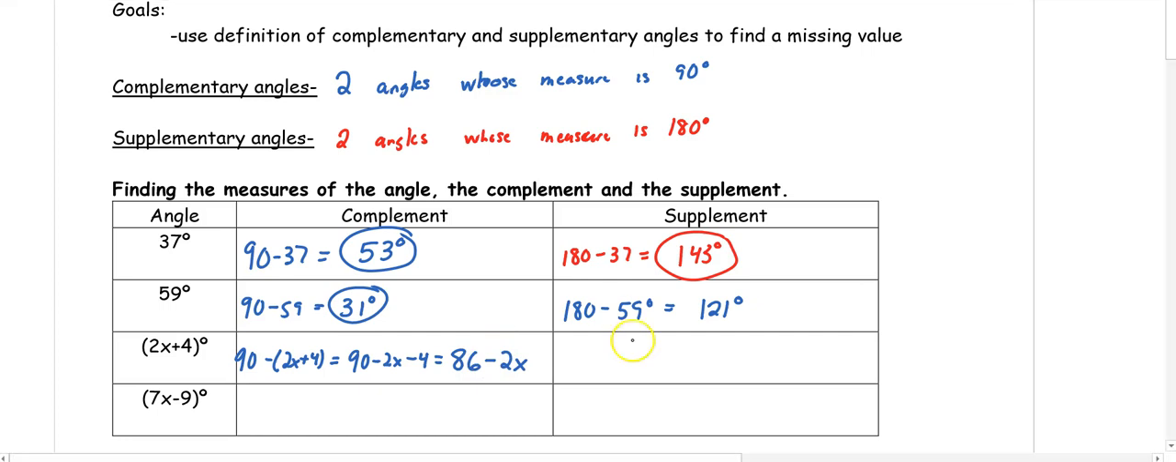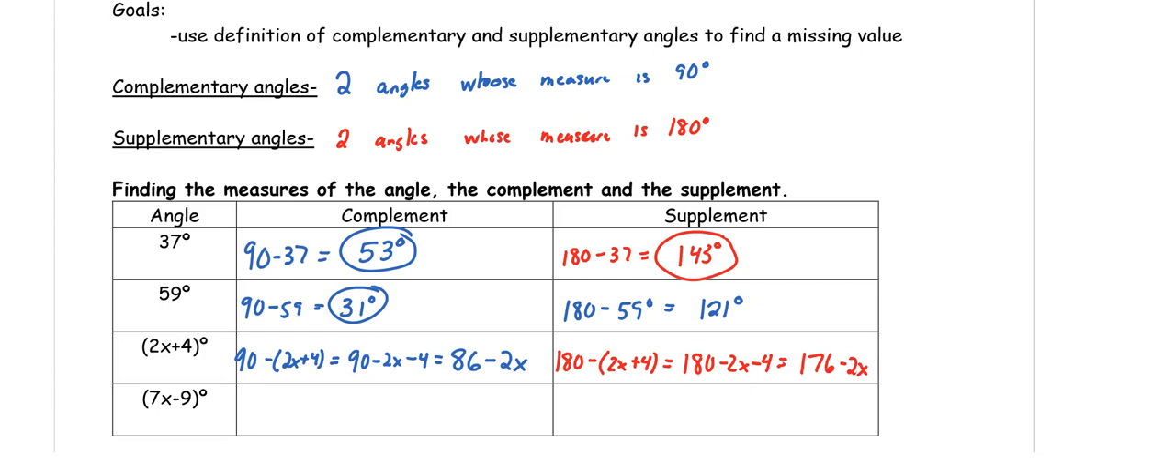When I do my supplement, it would be the same thing then. 180 minus (2x plus 4). Distribute the negative, so we get 180 minus 2x minus 4. And when I combine like terms, I get 176 minus 2x.